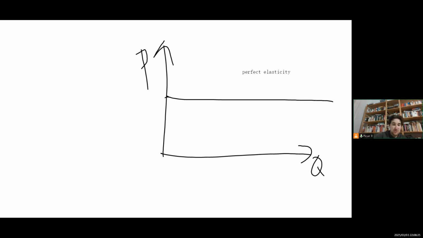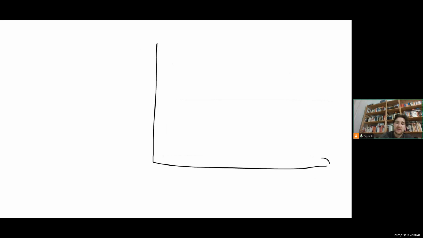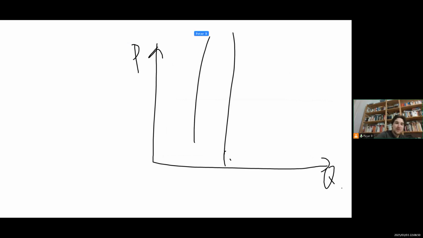Now, there's also the opposite, which is perfectly inelastic. So there's no change in quantity. The perfectly inelastic is going to look like this, the vertical, because no matter how much my price changes up and down, my quantity is the same. So that's our perfectly inelastic curve.